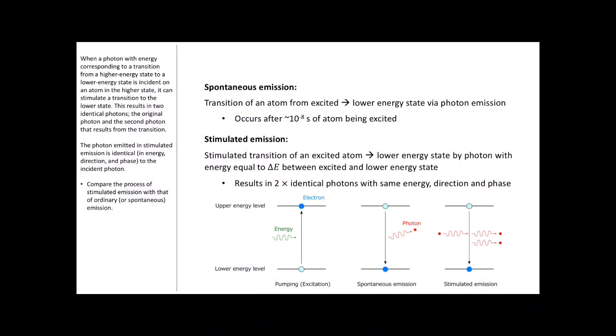So as a result, at the end of stimulated emission, you get two identical photons with the same energy and direction, and they're both in phase. One photon is the original incident photon that caused the stimulated emission, and the other photon is the photon that results from the stimulated emission.